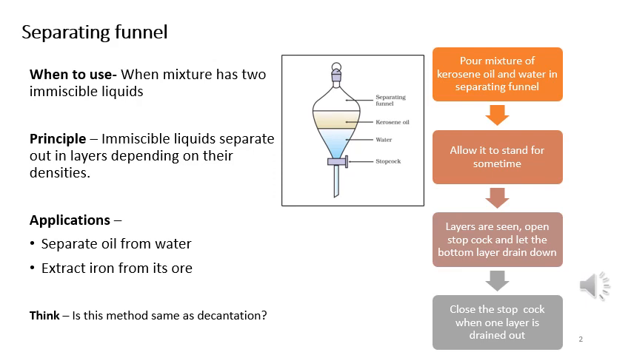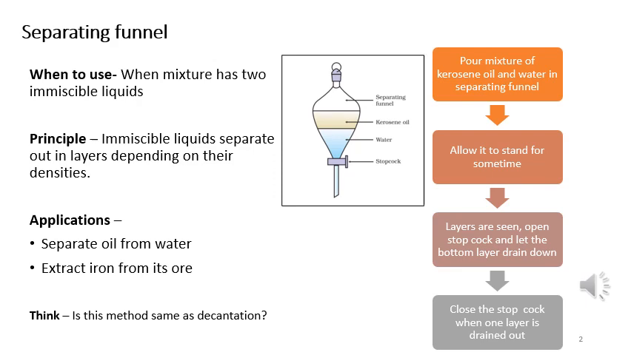So in this separating funnel, if I add a mixture of kerosene and water, both having different densities, and I allow it to stand for a while, we can very distinctly see a layer of kerosene above the layer of water. And then we can remove the bottom layer using the tap that is given at the bottom, and thus separate the components of a mixture where both the substances are immiscible.